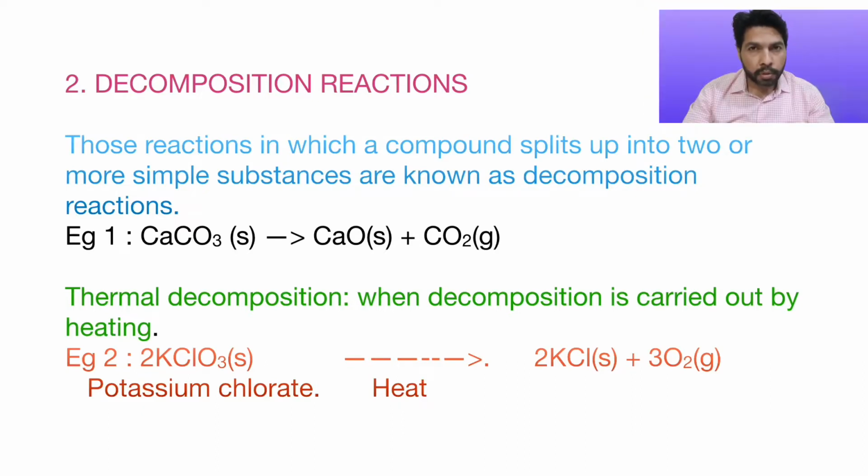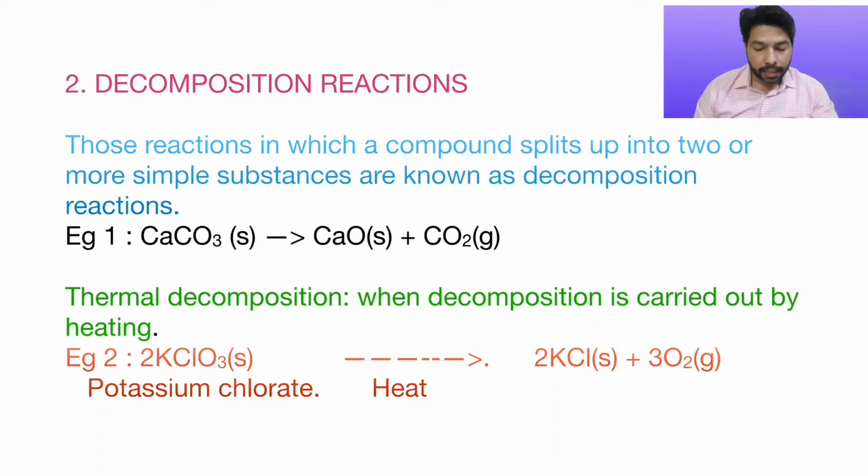Now decomposition reactions are majorly categorized into 3. So first is thermal decomposition reaction, which suggests the decomposition that takes place when heat is supplied. This is called thermal decomposition. So let's quickly check out certain examples. So first example is thermal decomposition of potassium chlorate. When it is heated, it decomposes to form potassium chloride and 3 oxygen.